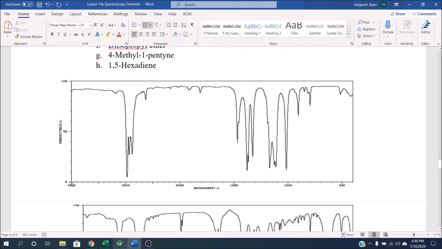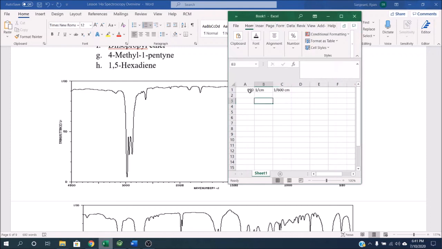And then 4,000 wave numbers is where they stop taking the spectrum seriously. So this is the standard range of IR spectroscopy. Within this range, wave numbers are a weird mathematical manipulation of wavelength. When you say a photon has a wave number of 600, what you're really saying is that the wavelength is 1 over 600 centimeters. So a wave number of 600 inverse centimeters corresponds to a wavelength of 1 over 600 centimeters.